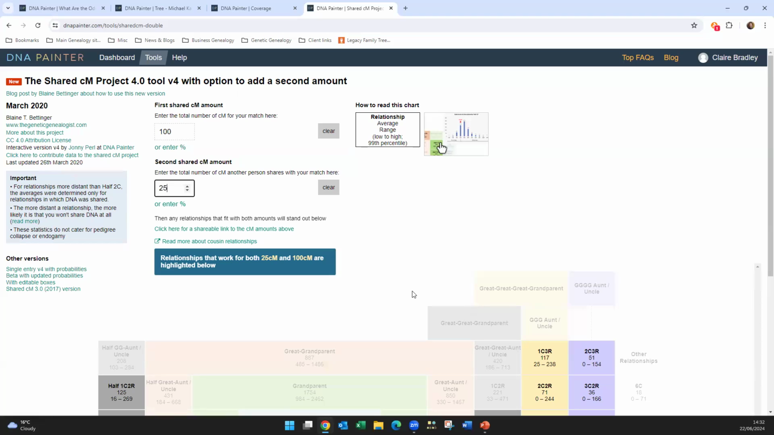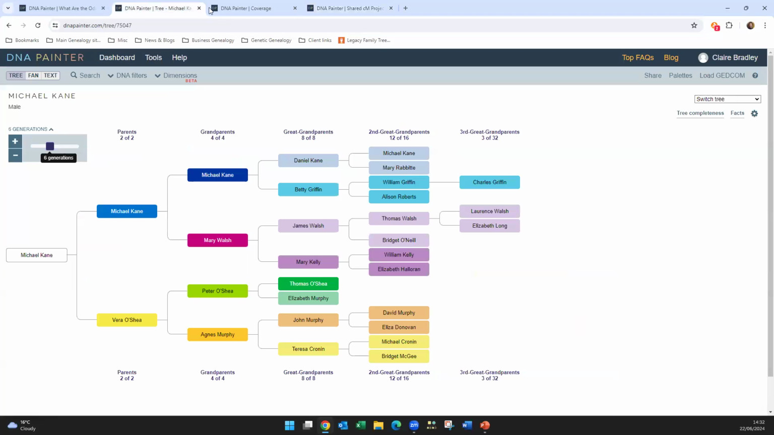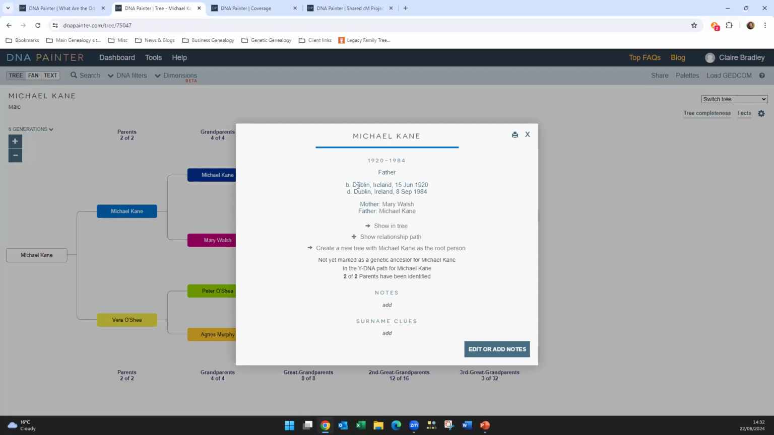You can build trees on DNA Painter. And here I have one that I have anonymized from someone else. So this is the tree of a fictional Michael Caine. And I have uploaded this as a GEDCOM, which you can do from your tree. And you can see that when you hover over it, you can put in the information about the person. You can view it, and it gives their dates of birth and death, the names of their parents, and so on. You can also create a new tree using that person as the root person if you wanted to.